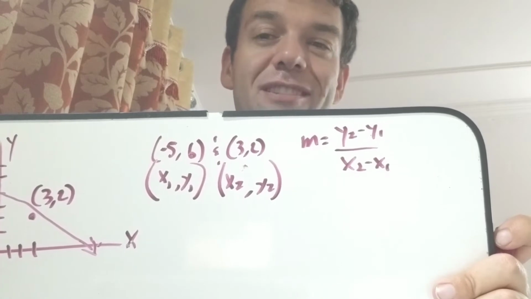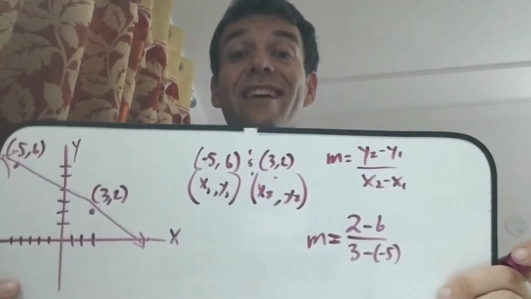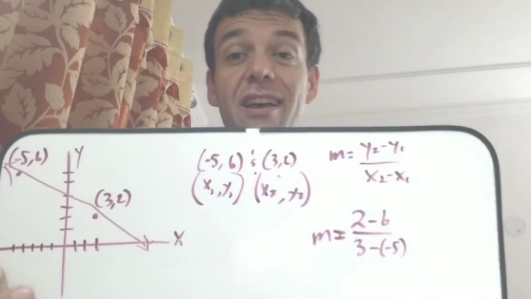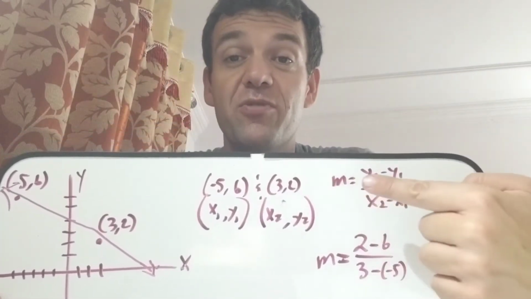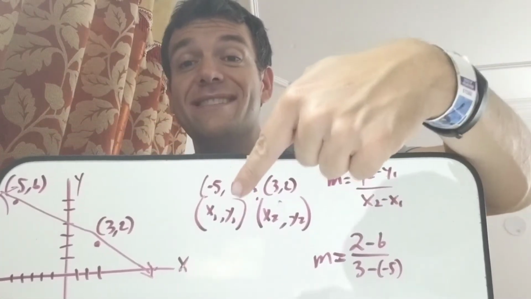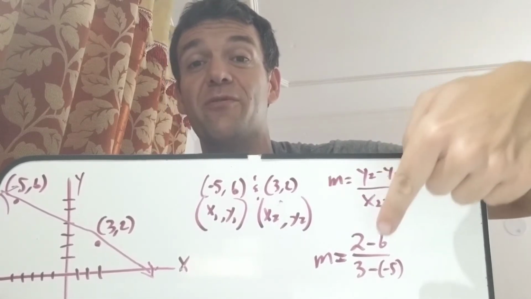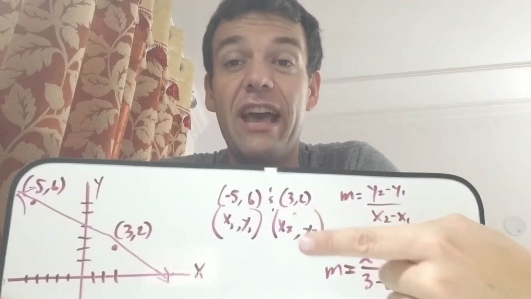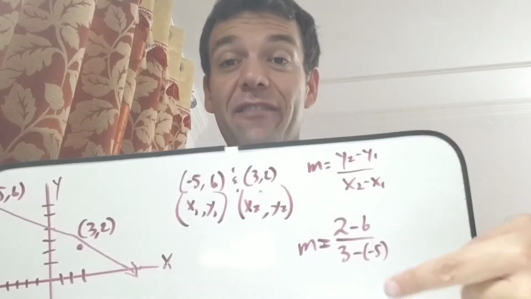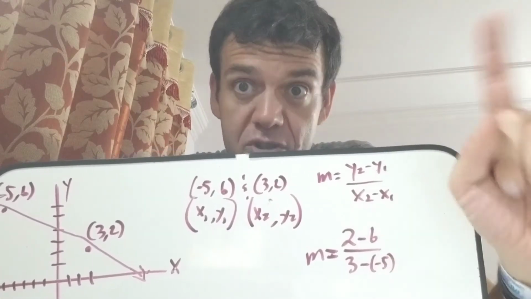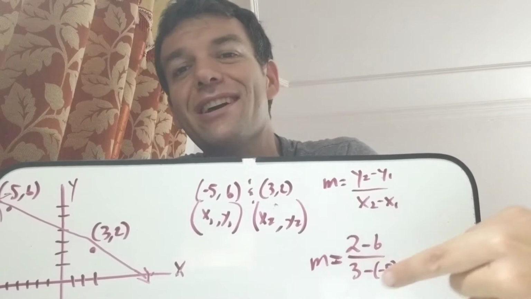Pop them in this formula. Let's see what happens. So you can see all I did was I plugged and I chugged. I said that y2 is 2, goes right there in the upper left. I said that y1 is 6, goes right there in the upper right because that's where it goes in the formula. And then similarly with x2 and x1, 3 and negative 5. Got to remember to use parentheses around any negative number. It's always a good idea. Okay, so that's where it is.